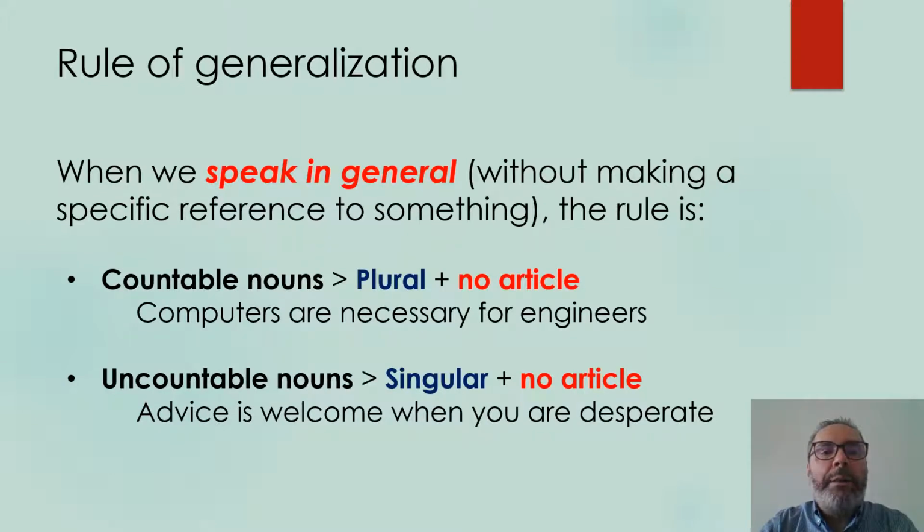In English, we have the rule of generalization. When we speak in general, without making a very specific reference to an item, the rule is to use no article. When we are using countable nouns, we use the plural. Computers are necessary for engineers. Whereas if we are referring to uncountable nouns, we use the singular with no article. Advice is welcome when you are desperate.